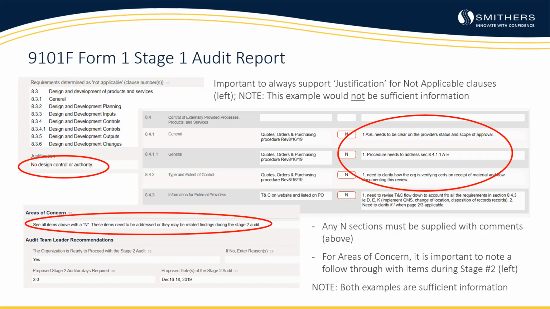The next item is in regards to any sections that are noted within the stage 1 report or form 1 as N, we need to ensure that they're supplied with comments.